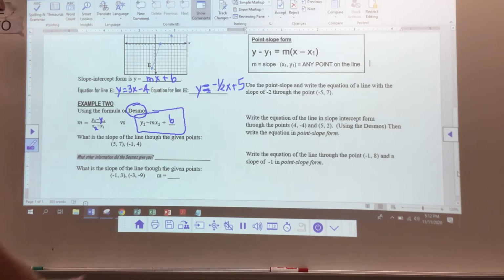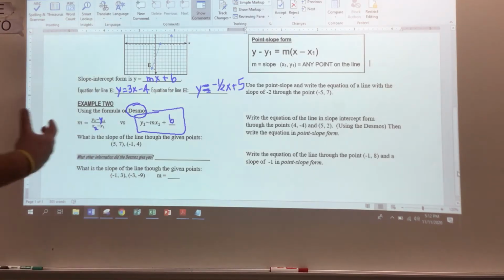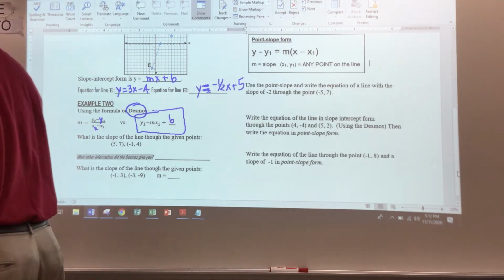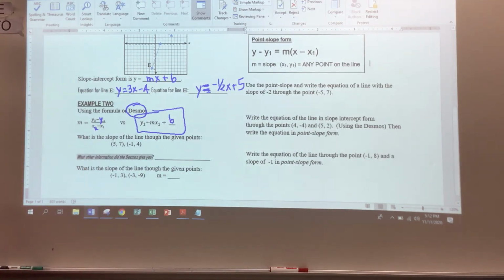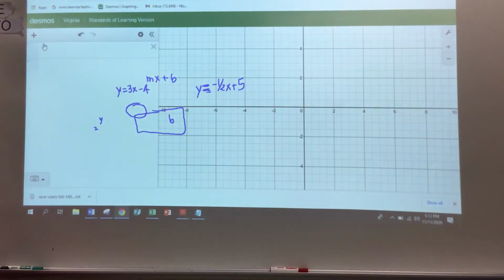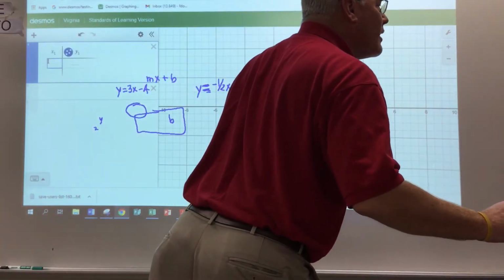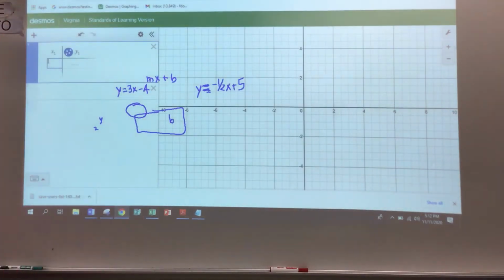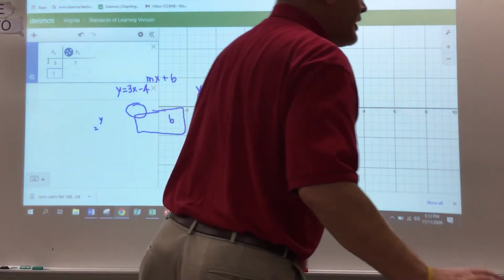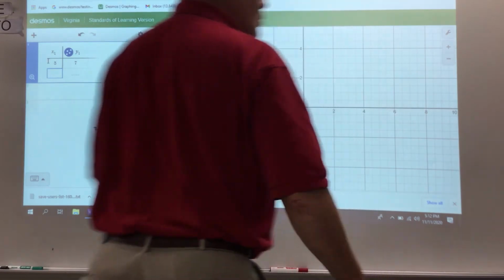So I think what this wants us to do is maybe type those in our Desmos calculator. So let's review that real quick. So let me grab my Desmos. Okay? And I'm going to hit the plus sign. I'm going to hit the table. The points that I have are, let me peek over here real quick, 5, 7. So I'm going to type in 5 and 7. And then I'm going to type in the next point, which is negative 1, 4.